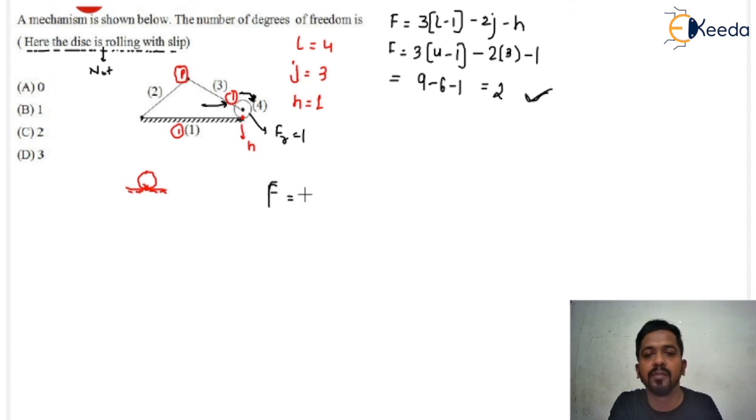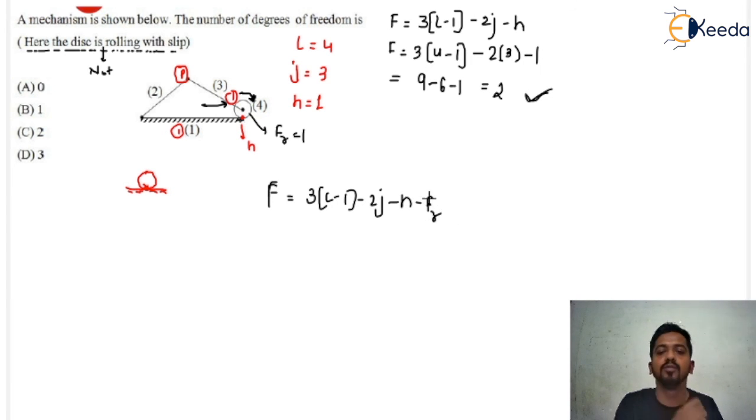Then you have to use the degree of freedom formula, that is 3L minus 1 minus 2J minus H minus Fr. Consider the term redundant motion, then you can solve this question. But here it is written that the disk is rolling with slip, that means if you remove the disk, the mechanism will be affected. So that is why this line is important. So your answer according to this question is 2.